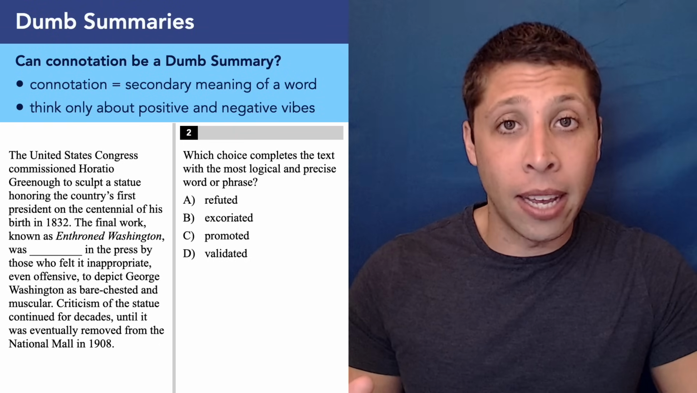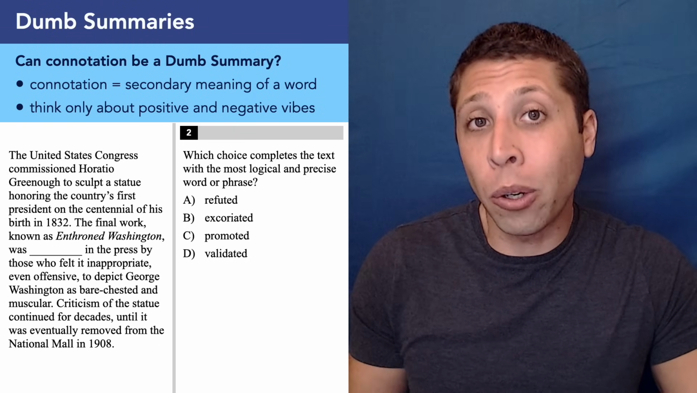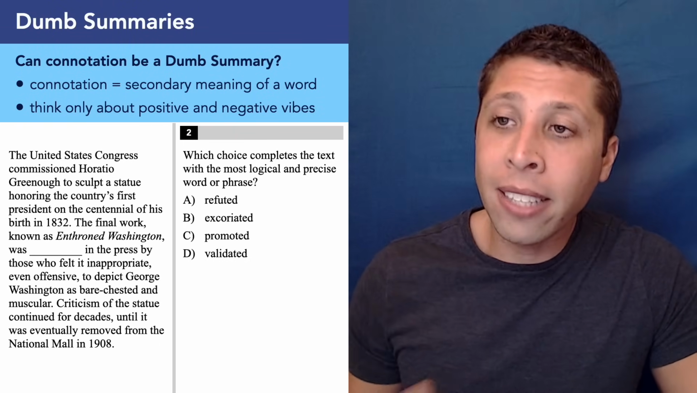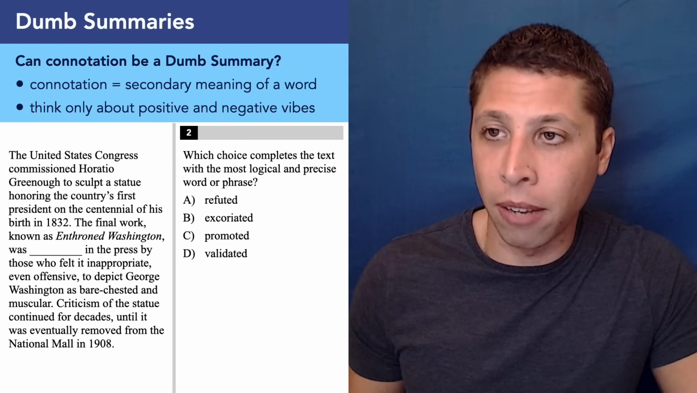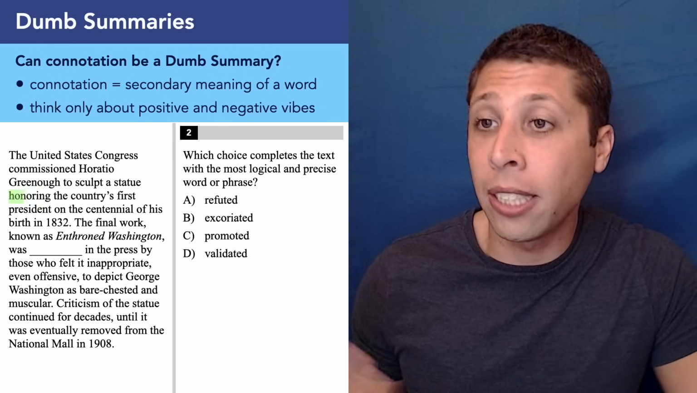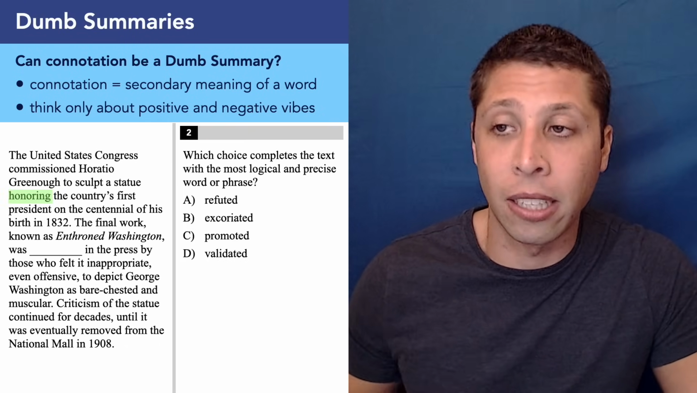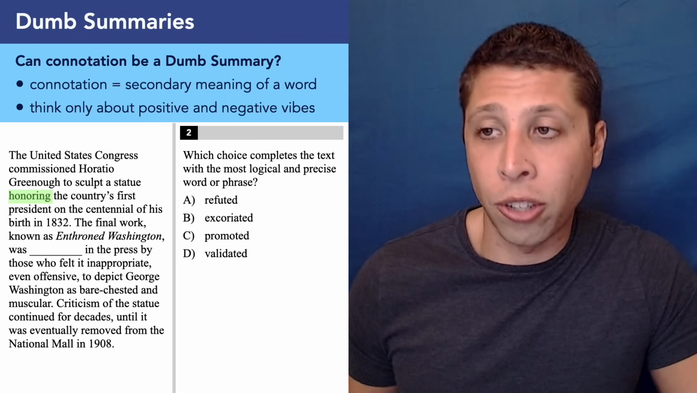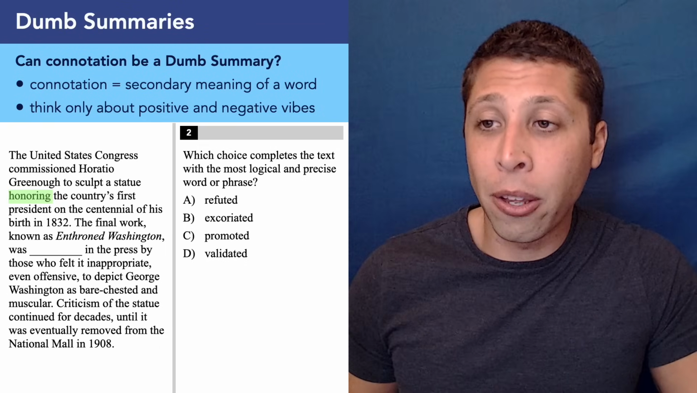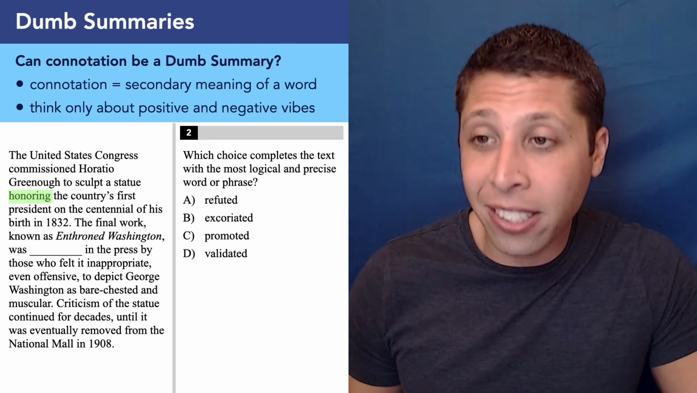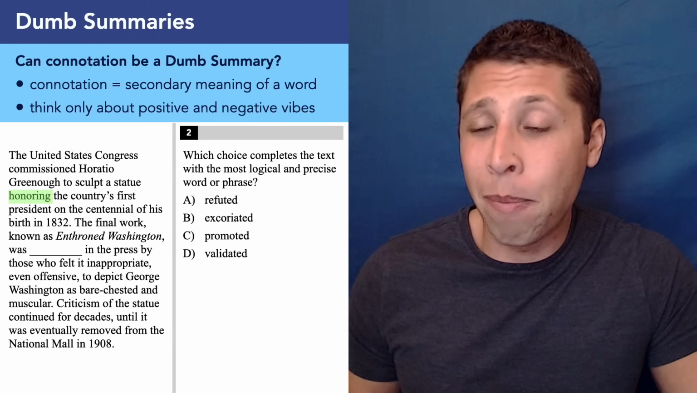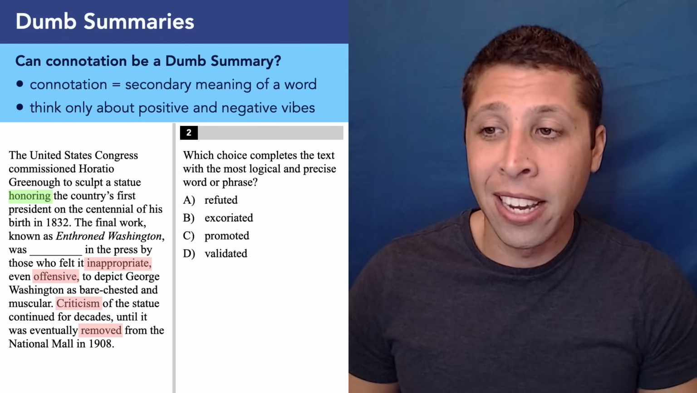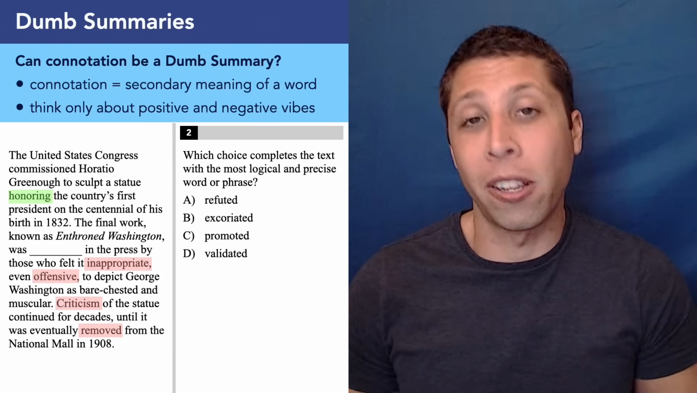So as I read this, I'm going to highlight the words that I think matter. So let's take a look at the first sentence here. The United States Congress commissioned Horatio Greenough to sculpt a statue honoring the country's first president on the centennial of his birth in 1832. The final work, known as Enthroned Washington, was blank in the press by those who felt it inappropriate, even offensive, to depict George Washington as bare-chested and muscular. Criticism of the statue continued for decades until it was eventually removed from the National Mall in 1908.